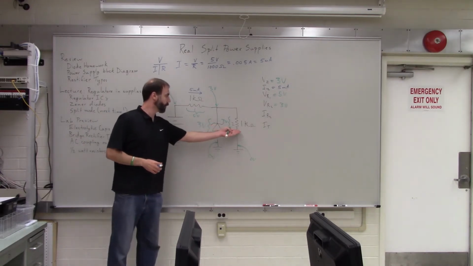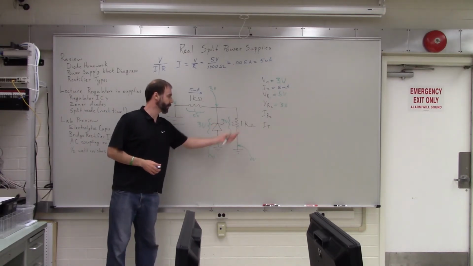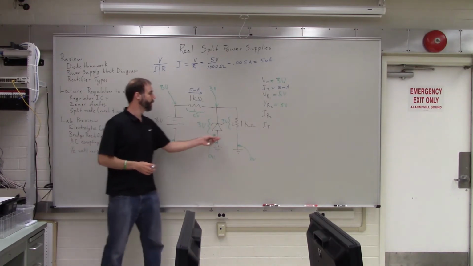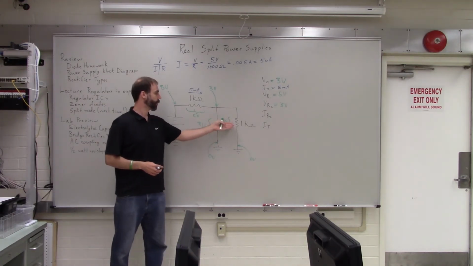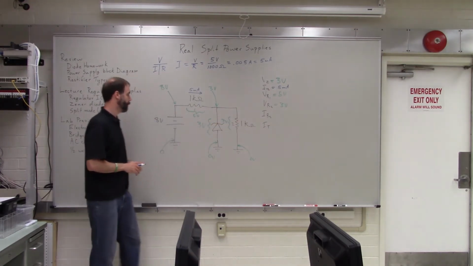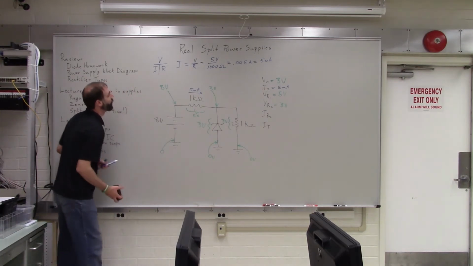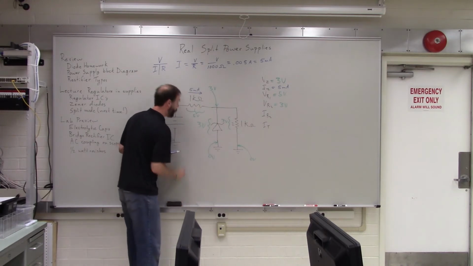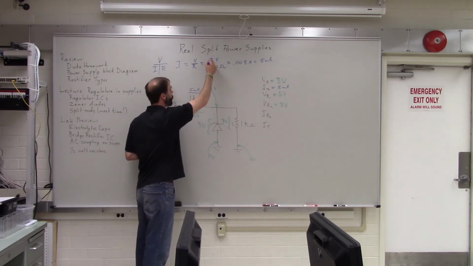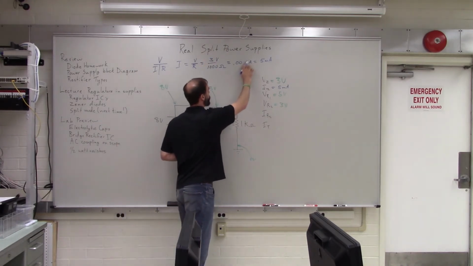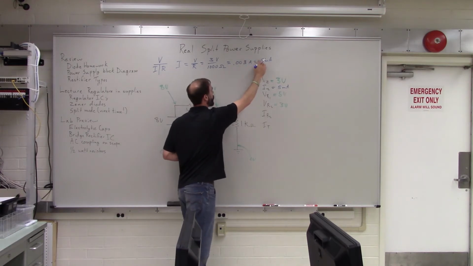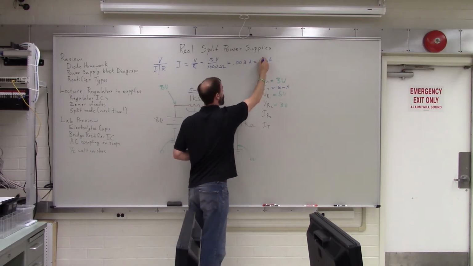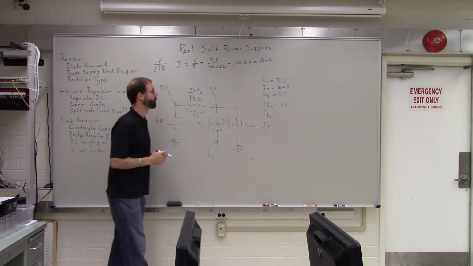Now, over here, with this resistor, we can do the same sort of thing, right? We know that we have 3 volts across the resistor. It's a 1 kilo ohm resistor. So we can do the same calculation, except now the voltage is 3 volts. So it comes out to be 3 milliamps.